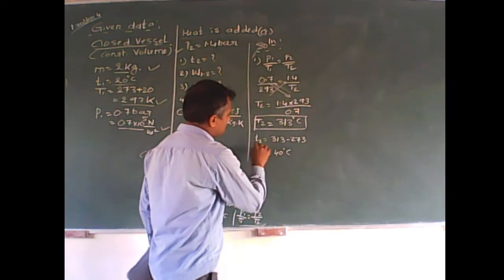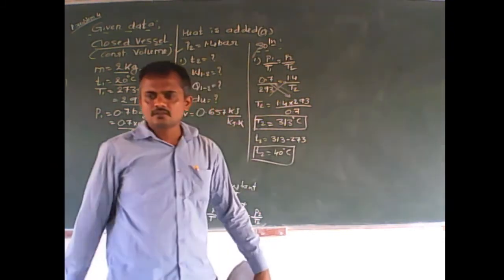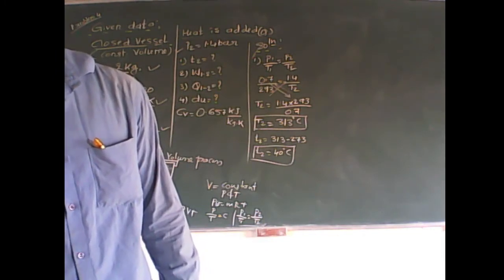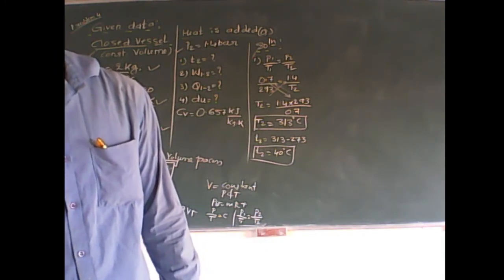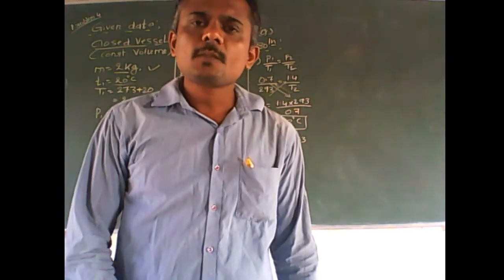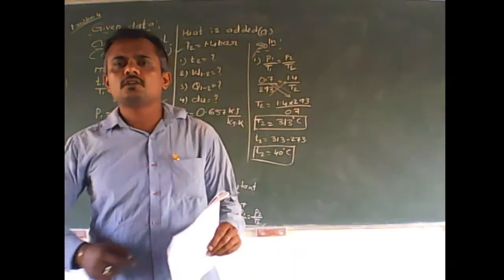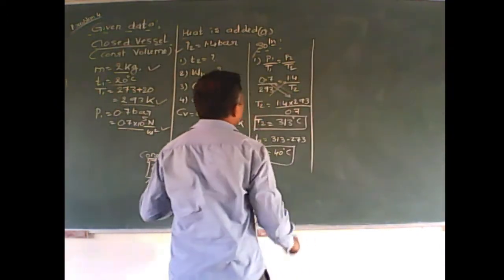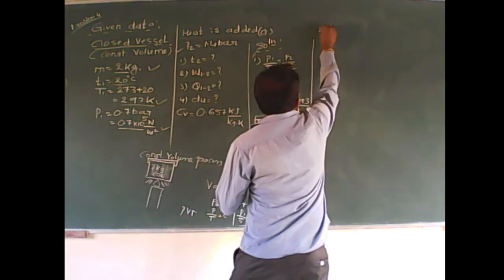40 degrees Celsius. Is that right? 40 degrees Celsius. Here we are getting 40 degrees Celsius. Okay. So afterwards we have to go for calculating the next value. That is, the second one is work done.